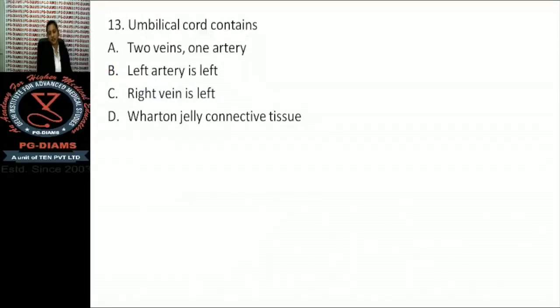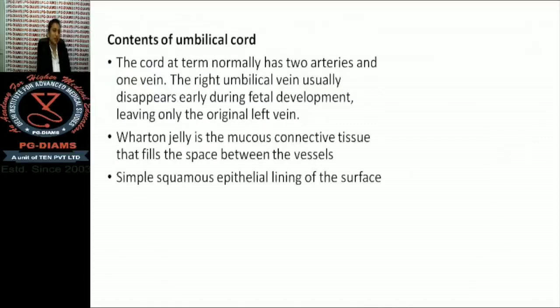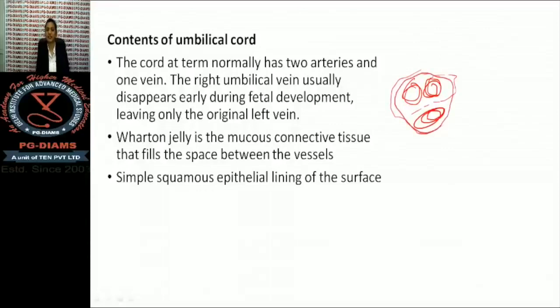Umbilical cord contains, now this is more of an anatomy question. Let's see the umbilical cord structure. The umbilical cord at term has two thick-walled arteries, and there is one thin-walled vein, and in between you have Wharton's connective tissue called Wharton's jelly. Outside you have a single layer flattened squamous epithelial lining. So the cord at term normally has two arteries, one vein, and another important thing to remember is there's just one vein. This one vein is the left vein.